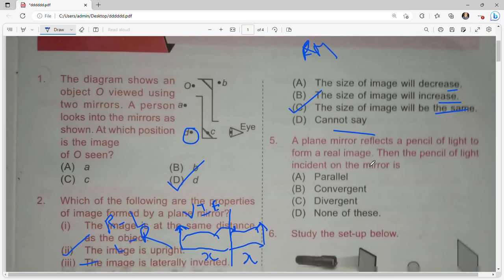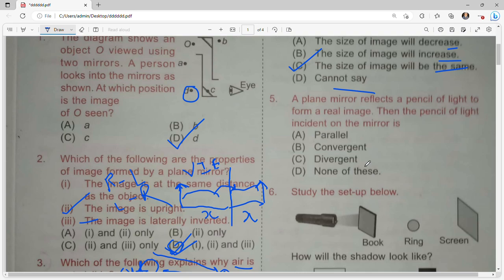Next question is question number fifth, which says that a plane mirror reflects a pencil of light to form a real image. Then the pencil of light incident on the mirror is, options are parallel, convergent, divergent, and none of these. So the correct answer for your question number 5th is option number B, which is convergent.